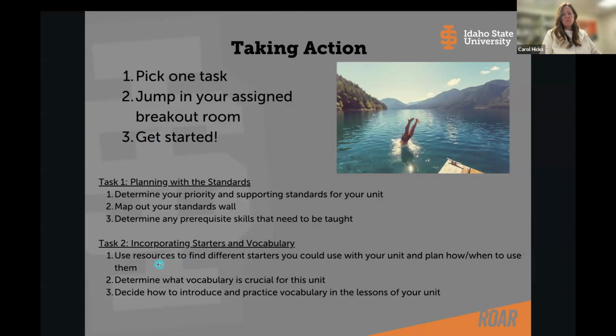Task 2 tonight will be incorporating starters and vocabulary. Maybe you're pretty solid with your standards and your standards walls and getting those prerequisites in. So we want to give you the time to use your resources to find different starters that you could use with your planning. Maybe look up Shelley, was it the math mashup? Maybe look up math mashup. And I might have you show us that at the end for a little bit.